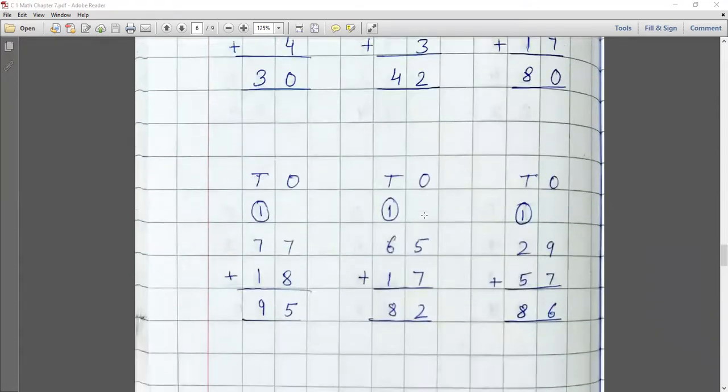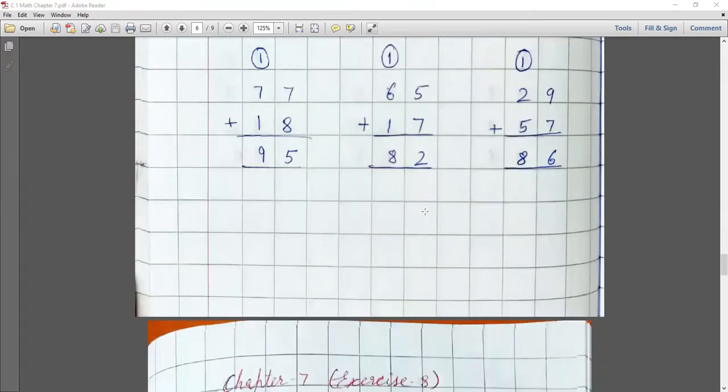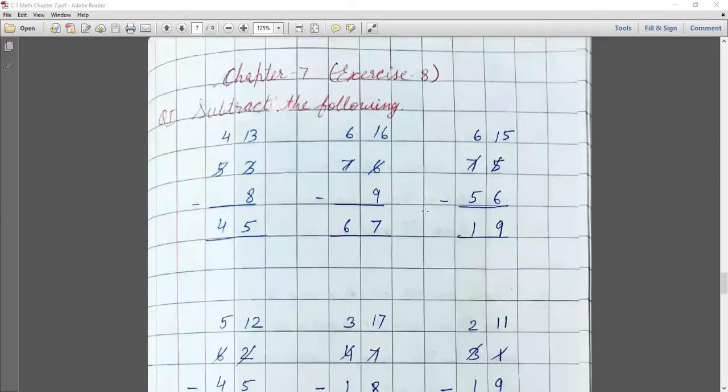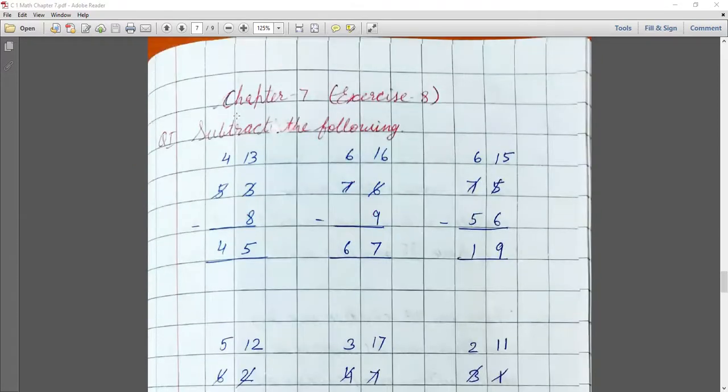Okay, now you should do like this. Again, just like ma'am told you before, you have to do the sums the same way. And please write neatly. Okay, and don't make mistakes. Now, chapter number 7, exercise number 8. Again, subtract the following.